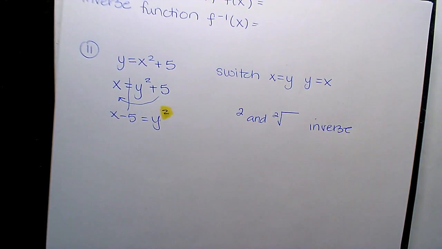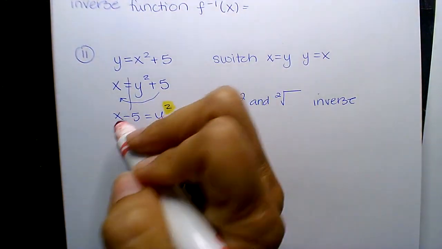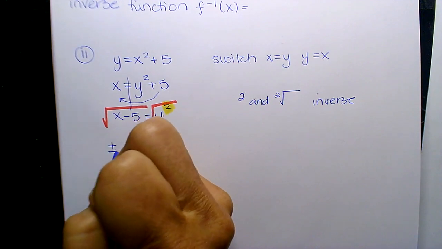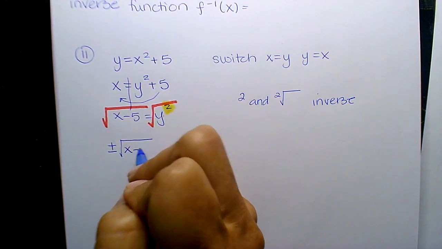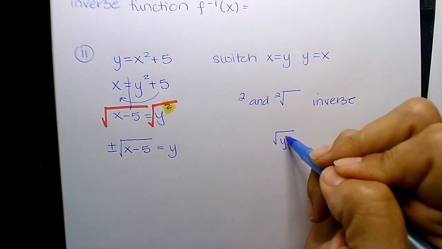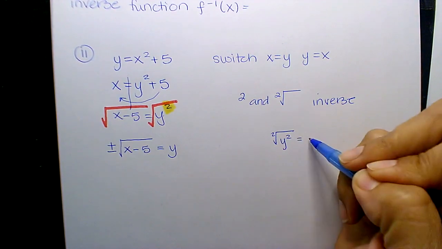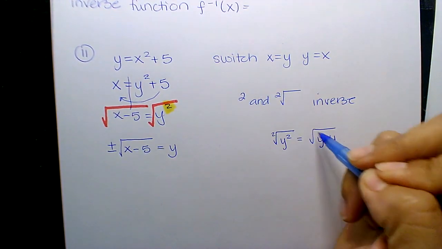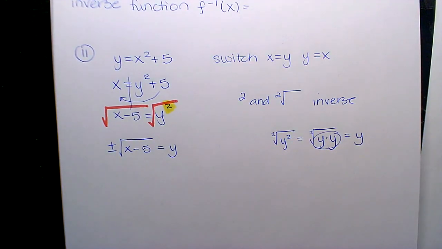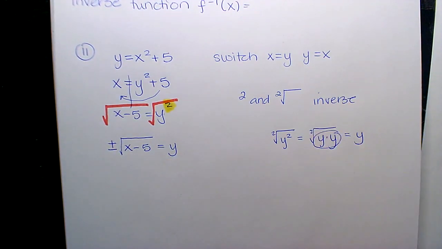Can't grab this. Okay, the left and the right, all the way through. And so you get plus or minus square root x minus 5 is equal to y, right? Because the square root of y squared, right? This is y times y, but it's a square root, so if you have a pair, it comes out, right? Okay, so this is your inverse function.